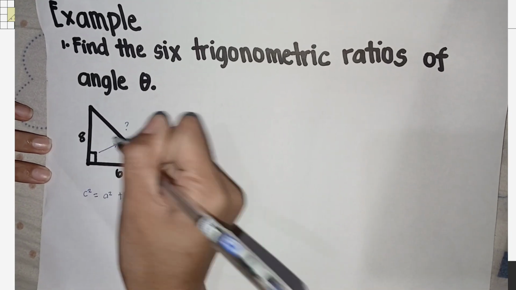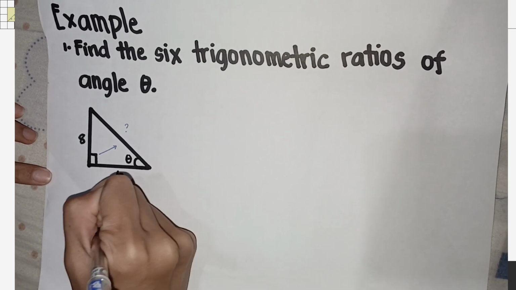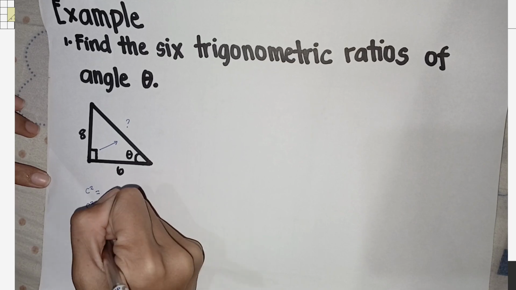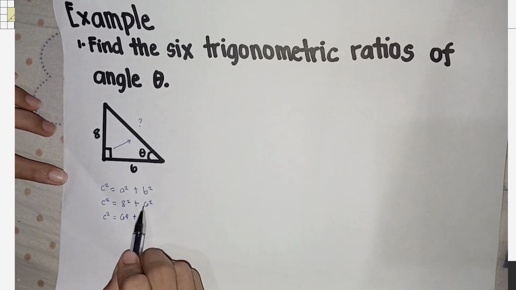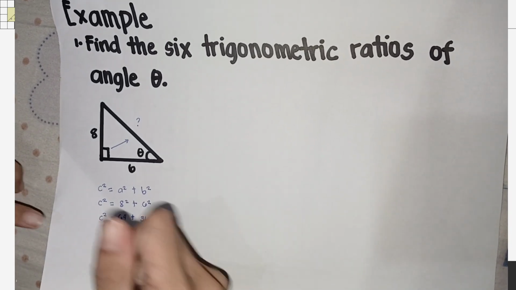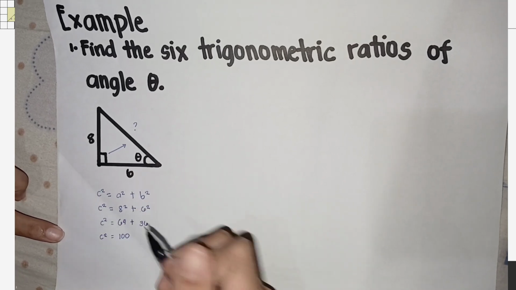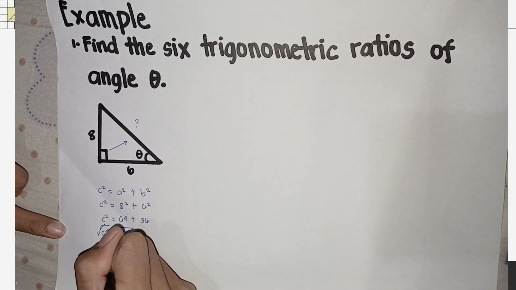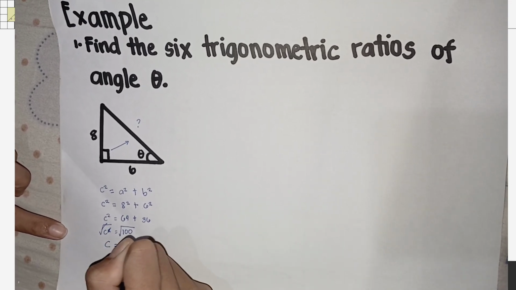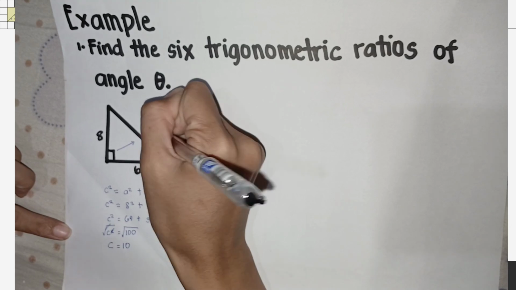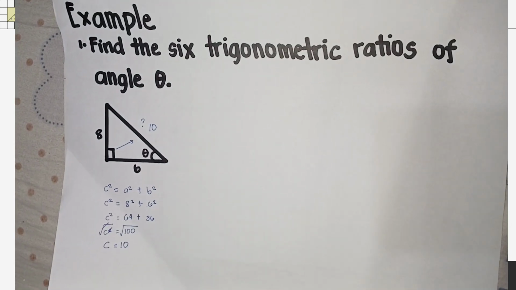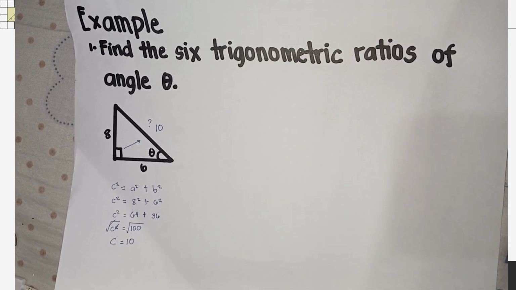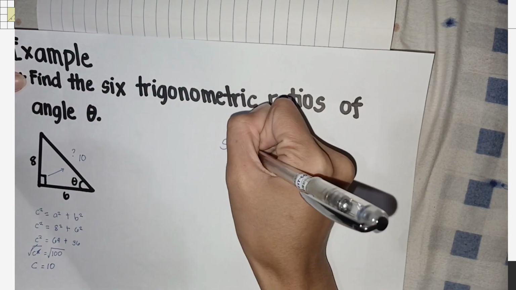Let's say that our a squared is 8 squared plus our b squared is 6 squared. Then let's simplify. We have 64 plus 36. This is equal to 100. Taking the square root, RC is now equal to positive 10. So the value of our hypotenuse is equal to 10. If the sides of our right triangle are already complete, we can now get the 6 trigonometric ratios.